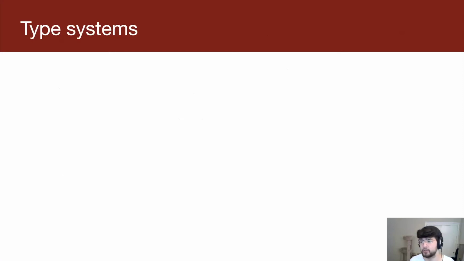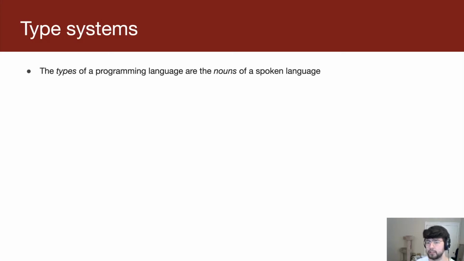And this comes down to what is a type system of a language. So the types of a programming language are the nouns of a spoken language. It's when you talk, what do you talk about?